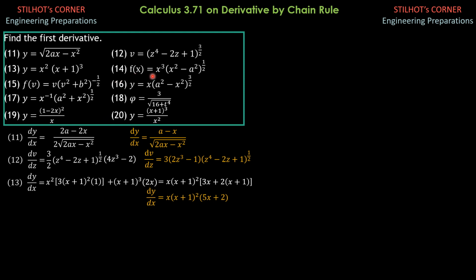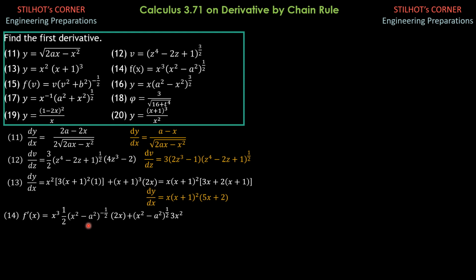Number 14, f of x equals x cubed times the quantity x squared minus a squared to the 1/2. So we have a product again. f prime of x equals x cubed, then times 1/2 the quantity x squared minus a squared to the negative 1/2 times 2x, which is the derivative of x squared minus a squared. Then plus the second, we copy the quantity x squared minus a squared to the 1/2. The derivative of x cubed is 3x squared, so times 3x squared.